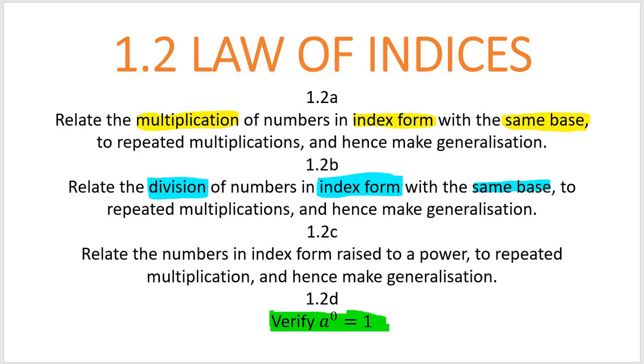For the previous video, we already did 1.2a, 1.2b, and also 1.2d. Okay, so this one we will see the number in index form raised to a power. Raised to a power means it will be related with brackets already. Later we will see an example. How to do it when we raise up the power for a number in index form.